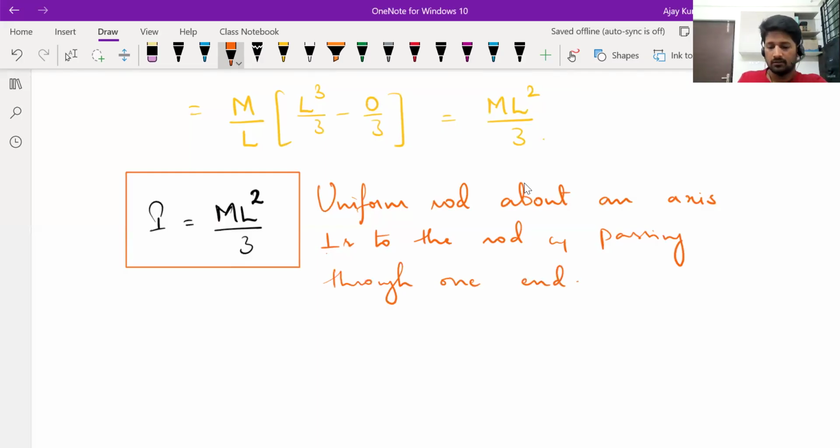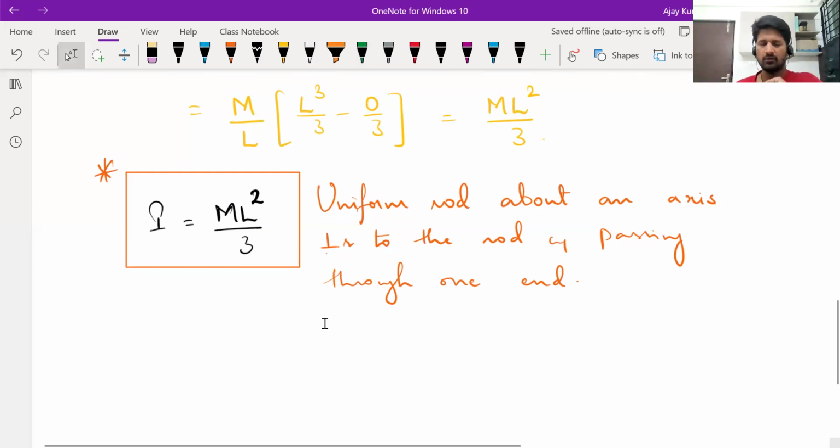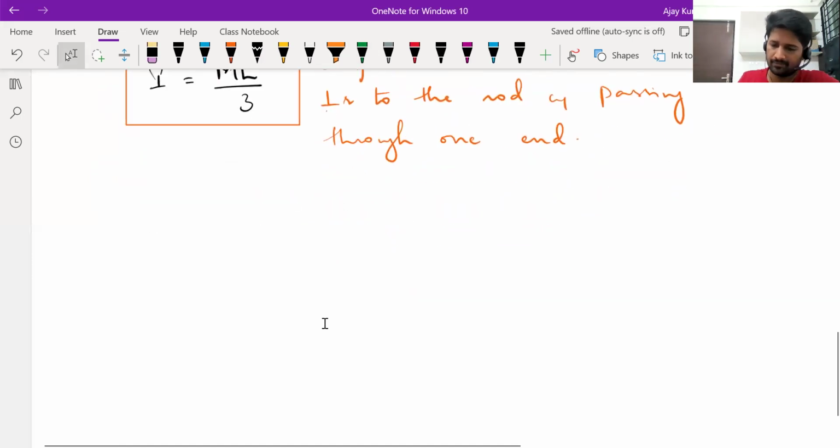Okay, now whenever you derive a formula for moment of inertia or you remember a formula for moment of inertia, you should also remember about which axis that moment of inertia is calculated. Okay, let's see how it matters. Consider a simple two-particle system.